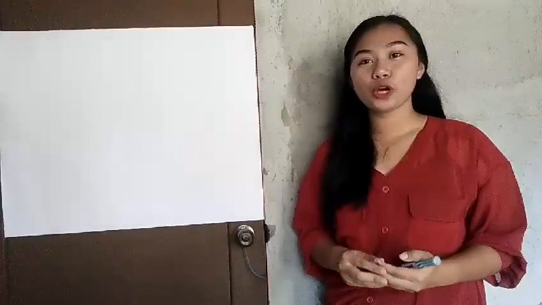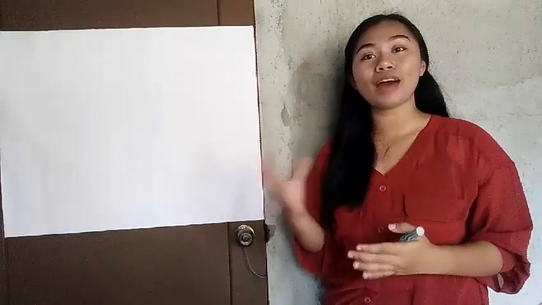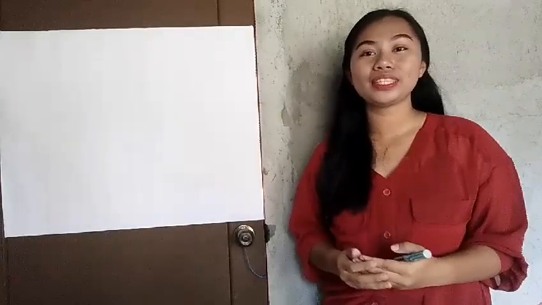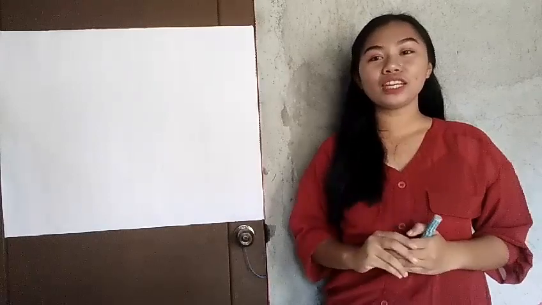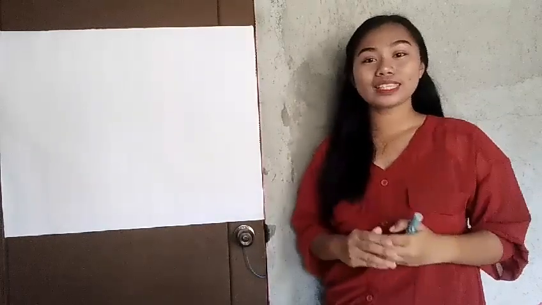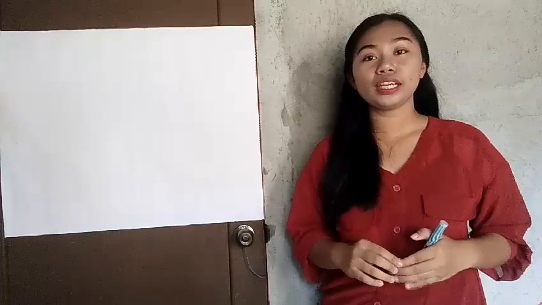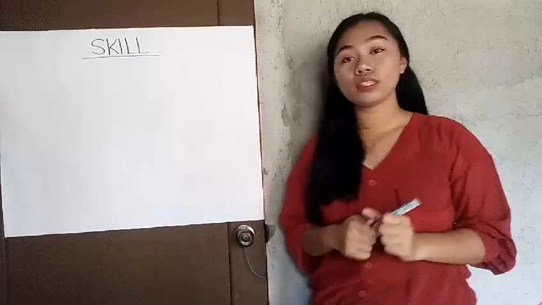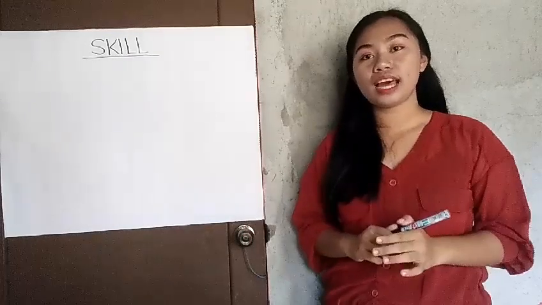So for today's video, our group will be providing you 5 examples for you to understand the topic. So without further ado, let us begin with our first example. For our first example, let us use the word skill. So our onset for the syllable skill is 2 consonants, S and K.